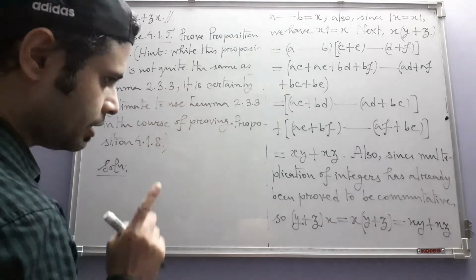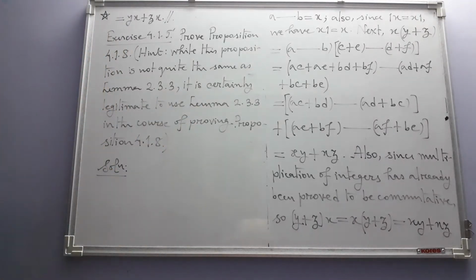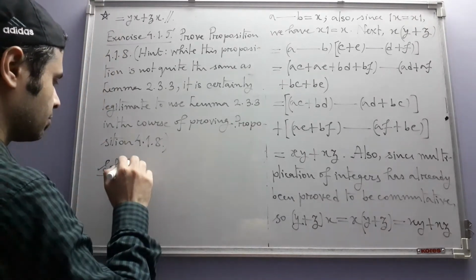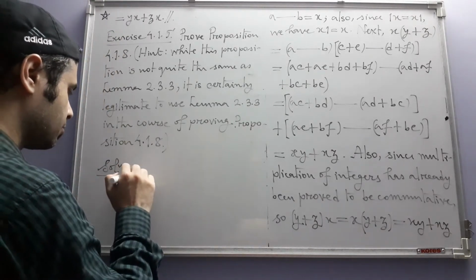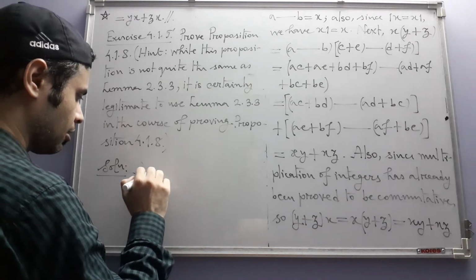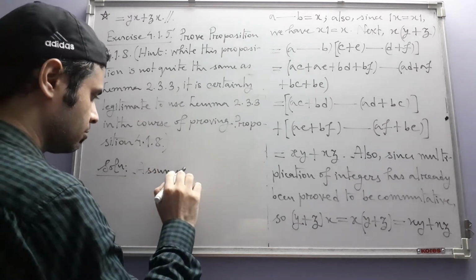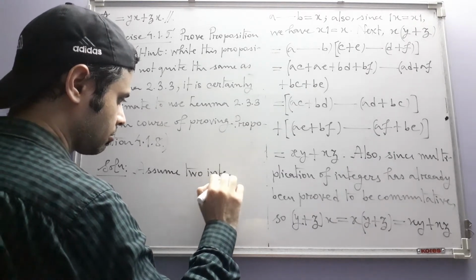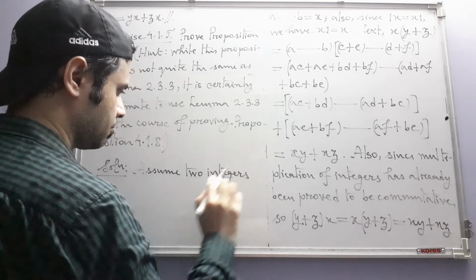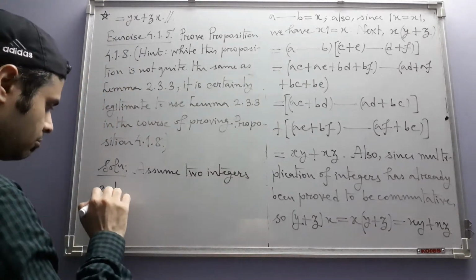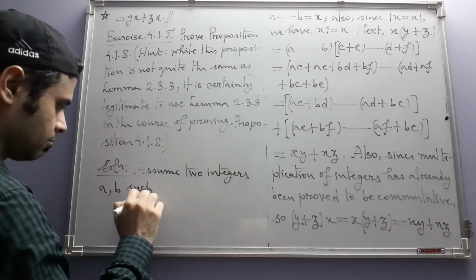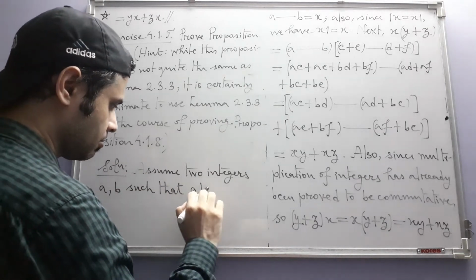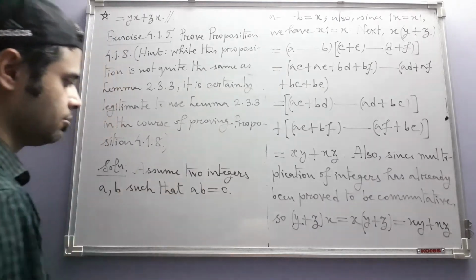Lemma 233 is the corresponding result in the system of natural numbers. Okay, so assume two integers a, b such that ab is equal to 0.